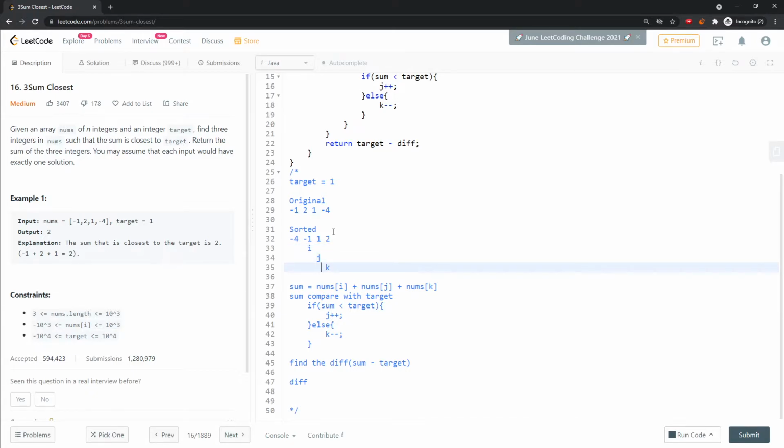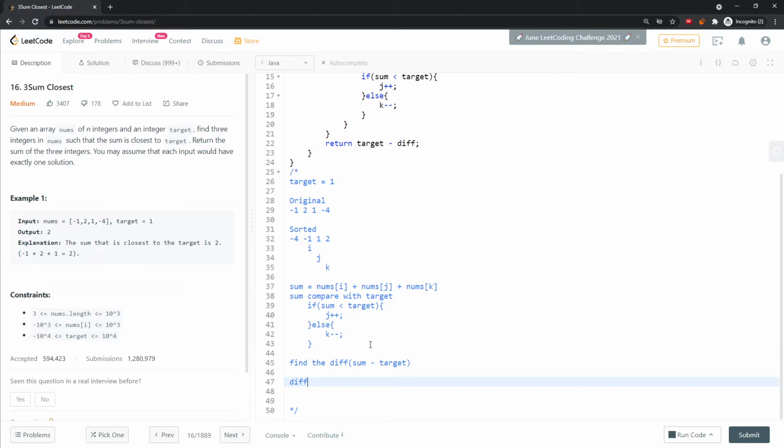for I is from 0 to the length of the array minus 2, right? Because you need to keep the J and K pointers, and you just find a difference. The difference is sum minus target. You return the target minus the difference, and make sure you keep the difference value. For example, the difference will be 1, negative 1, 1 and 2, right?